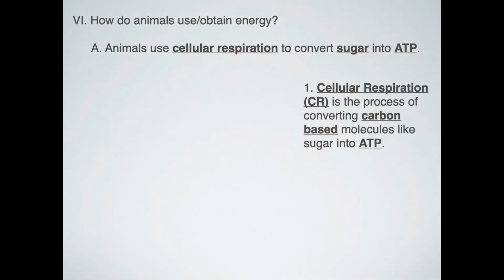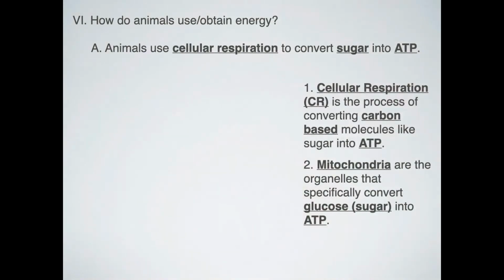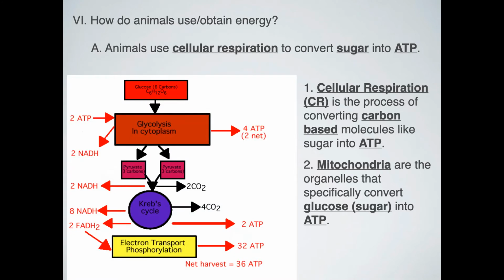So the first step of that process is called cellular respiration. I'm going to abbreviate it as CR, and it is the process of converting carbon-based molecules like sugar into energy in the form of ATP. So where does this take place? Well, the primary organelle is the mitochondria, and mitochondria are basically in cells specifically to convert glucose or sugar into ATP.